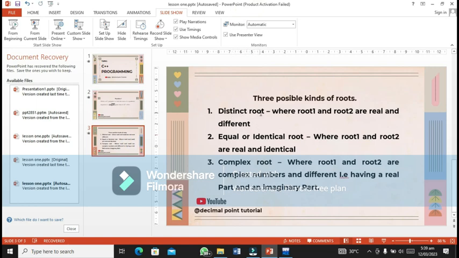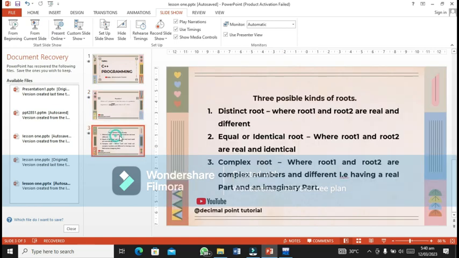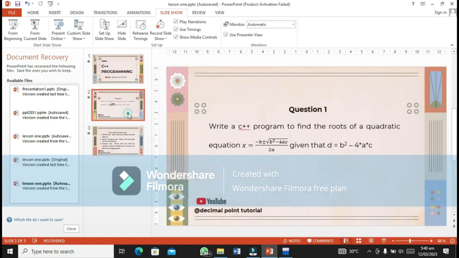We said we have the distinct roots, where root 1 and root 2 are real and different. We have the equal and identical, and we have the complex. Now, as a human being, normally solving a quadratic equation, you will not realize there is much difference until you just encounter any of them and solve it. But this is a program. It follows a set of instructions, right? So we have to specifically tell the computer how to arrive at an answer in a defined way.